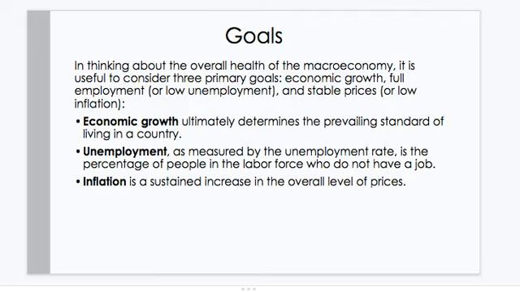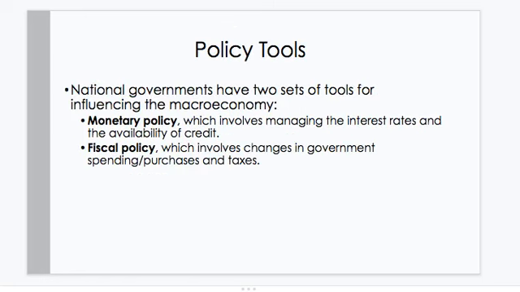Goals. In thinking about the overall health of the macroeconomy, it is useful to consider three primary goals: economic growth, full employment or low unemployment, and stable prices, or low inflation. Economic growth ultimately determines the prevailing standard of living in a country. Unemployment, as measured by the unemployment rate, is the percentage of people in the labor force who do not have a job. Inflation is a sustained increase in the overall level of prices.